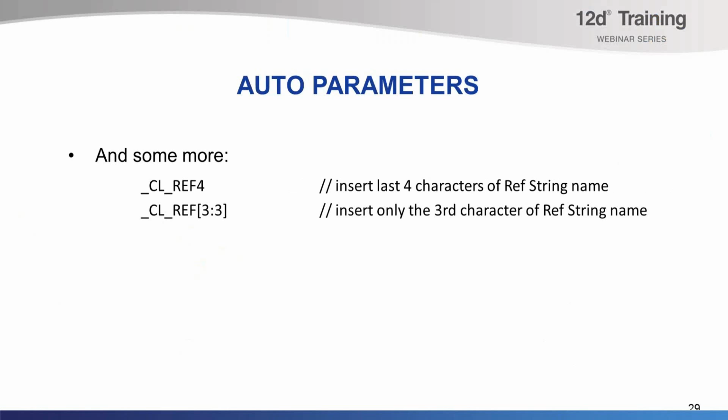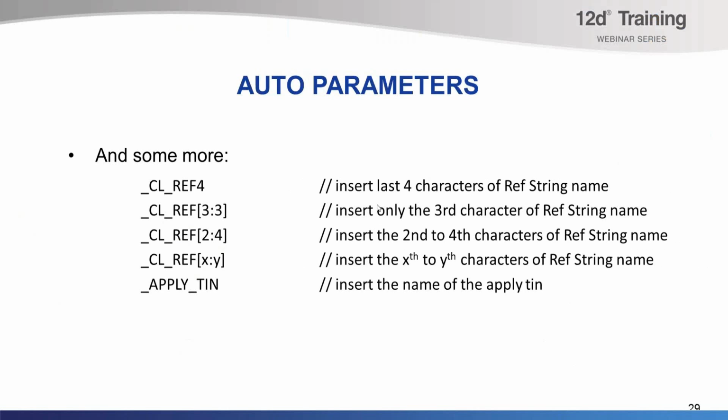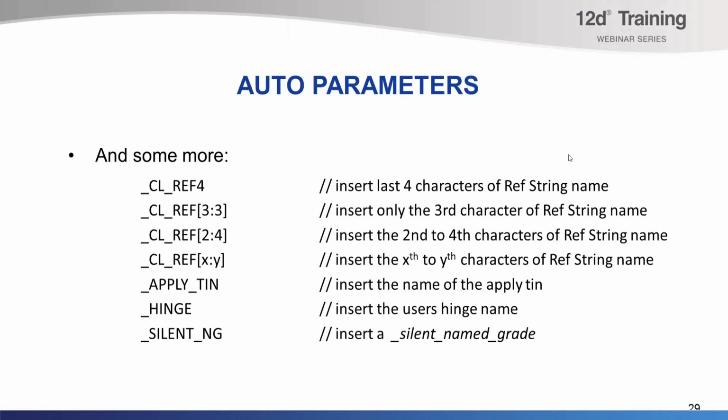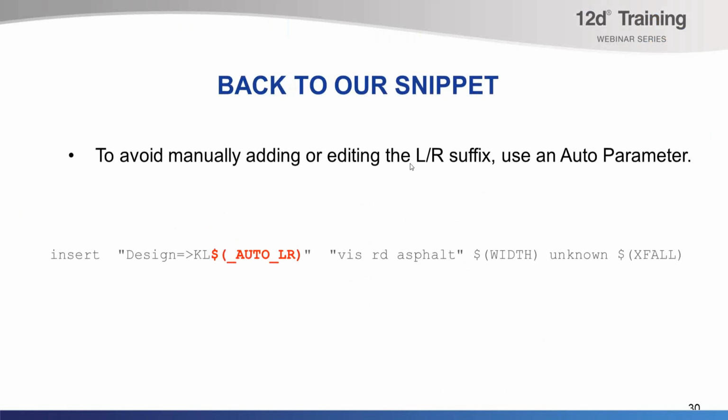We can insert the last 4 characters. We can insert the 3rd character of the ref string name. This is when you start to use your MX naming. We can insert the 2nd to 4th characters of the ref string name. We can insert the X to Y characters of the ref string name. We can insert the name of the apply tin. So if you've got a modifier that uses the same tin that's defined in the apply function, we can use that same tin value. We can insert the hinge name. We can create a silent name grade in the background. We can insert the name of the design model from the apply MTF. And we can also insert project attributes.